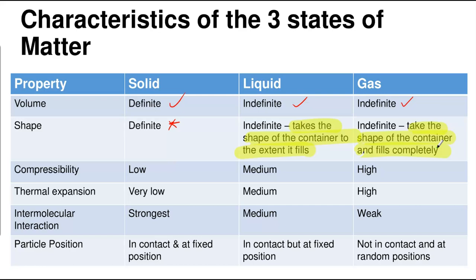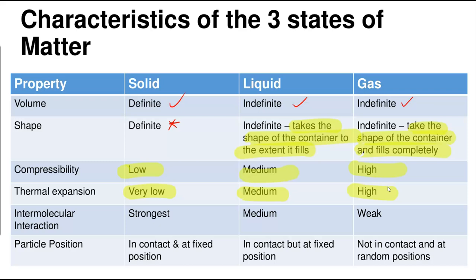Compressibility, how much can you compress it? The compression in solid is low. It is medium in liquid. Gases are highly compressible. Thermal expansion, on the other hand: the thermal expansion here is low, because when you heat them up, the molecules begin to move about and lead to expansion. Here, the expansion is medium. Here, it is high, because they can easily gain kinetic energy and begin to move around and expand.